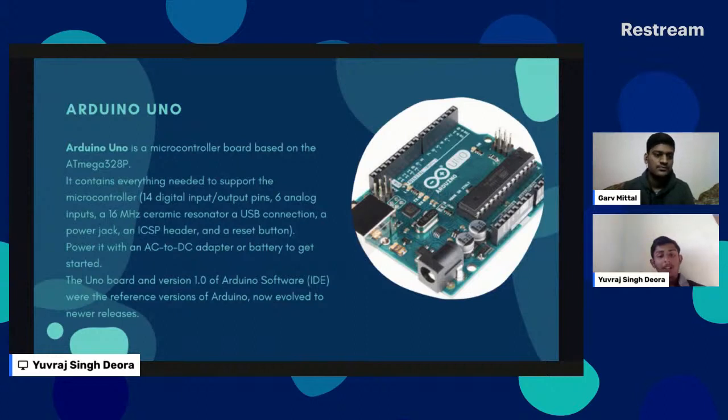It has 14 digital input and output pins. Okay, and it has 6 analog pins, where you can get the analog data also. Okay, and it has a 16 megahertz ceramic resonator through which you can connect this Arduino to your PC, right? And you can upload the code into this microcontroller, so whichever pin you want to get the data from, or send the data to, you can do everything.